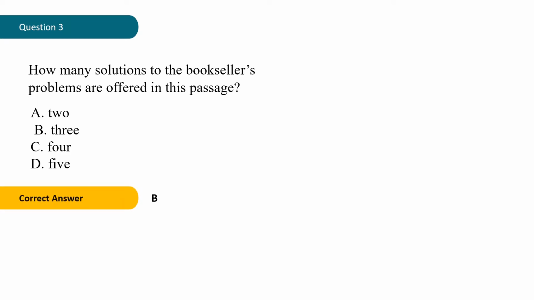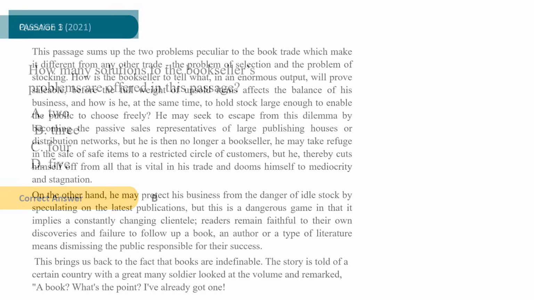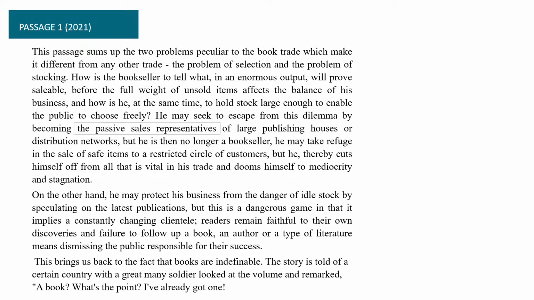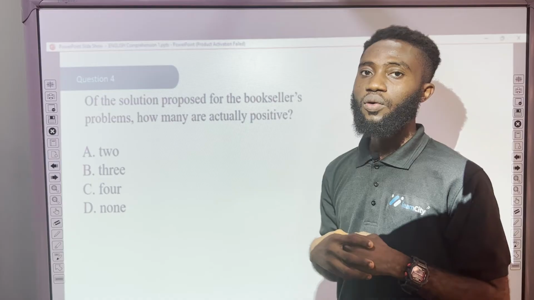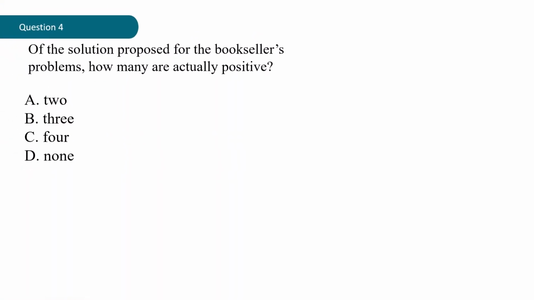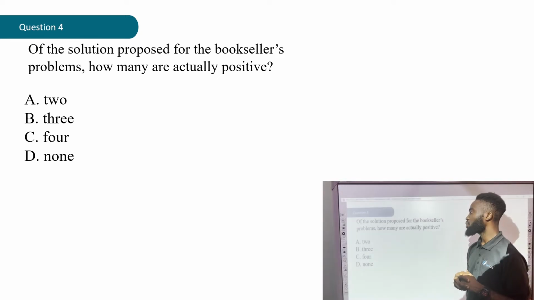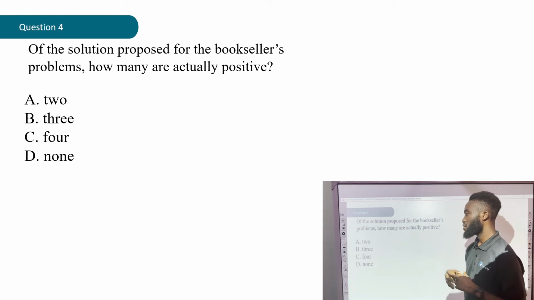Reading through the passage, you get to find out that 3 solutions were offered to the dilemma of the bookseller. Question 4. Of the solutions proposed for the bookseller's problems, how many are actually positive? A. Is it 2? B. 3? C. Is it 4? Or D. None?